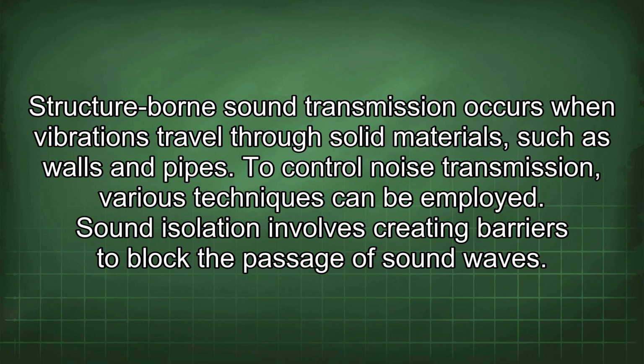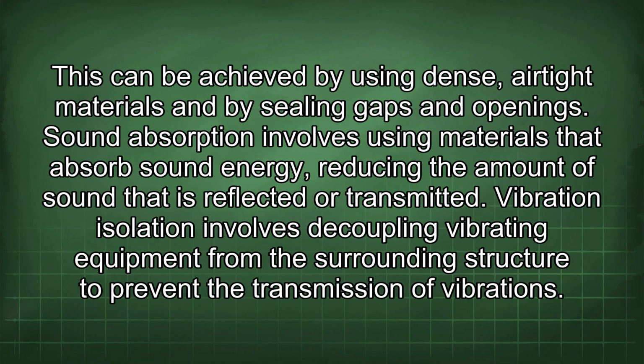To control noise transmission, various techniques can be employed. Sound isolation involves creating barriers to block the passage of sound waves. This can be achieved by using dense, airtight materials and by sealing gaps and openings. Sound absorption involves using materials that absorb sound energy, reducing the amount of sound that is reflected or transmitted. Vibration isolation involves decoupling vibrating equipment from the surrounding structure to prevent the transmission of vibrations.